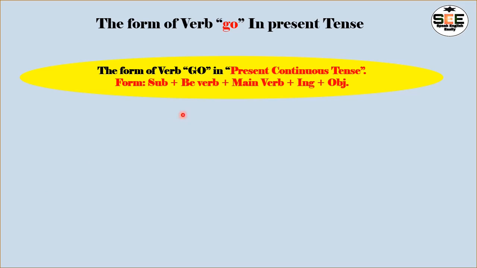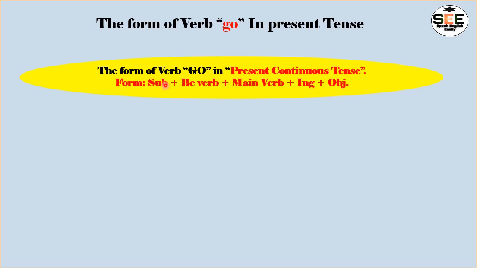The form of verb go in present continuous tense. Here I am giving you the information about the form, how we can make the present continuous tense, right? I already made another video on present indefinite tense, so I request you to go to my playlist and watch that video. It will be very helpful for you to understand this topic.